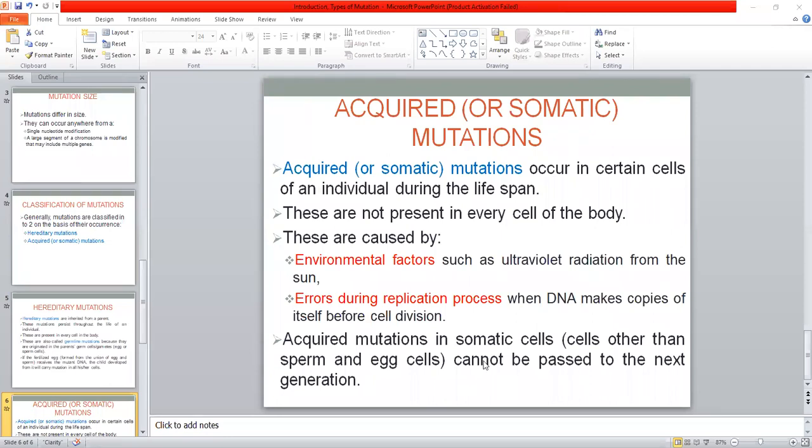Acquired mutations in somatic cells, the cells other than gametes, other than sperm and egg cells, cannot be passed to the next generation. The acquired mutations which occur in the somatic cells cannot be passed to the next generation because they have occurred only in the somatic cells, and these somatic cells don't have any role in the transmission of characters from the parents to the offspring. So there is a very rare chance that acquired mutations can be passed to the next generation.